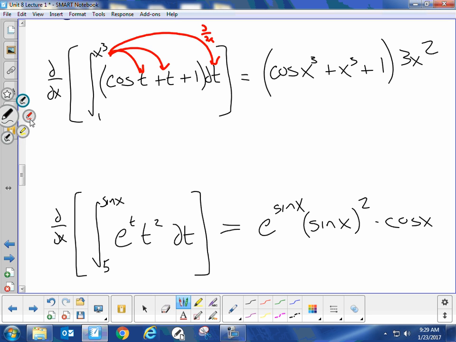Okay, it's just plug in sine, multiply by the derivative of sine. Piece of cake. Questions?